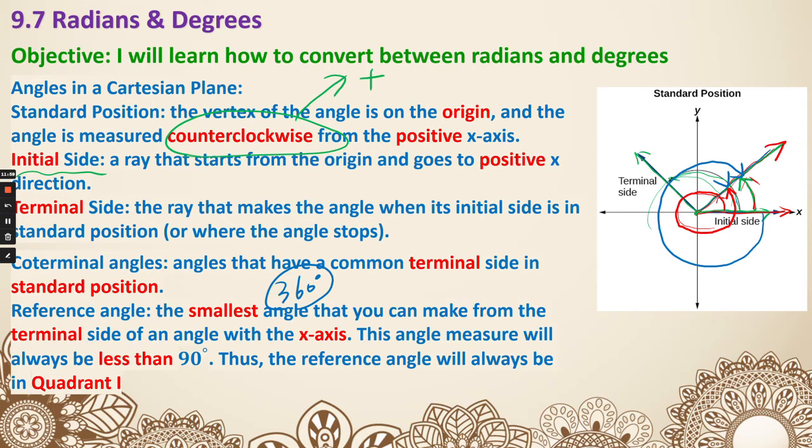This angle measure will always be less than 90 degrees, and thus the reference angle will always be in quadrant 1. So for example, with what we have right here, the angle formed by the terminal side and the x-axis, it didn't say positive x-axis, it's just formed by the x-axis. The angle is actually right here. But how do I know how big that angle is? In this case, you can see 180 minus whatever the angle is can get us this.